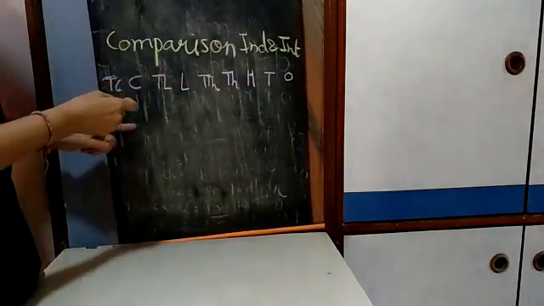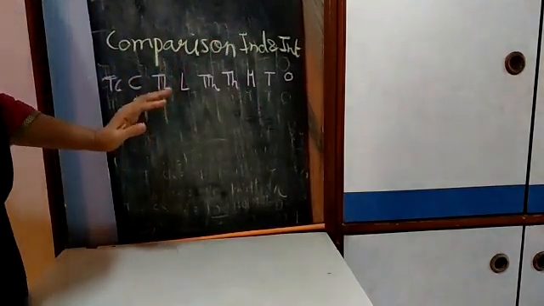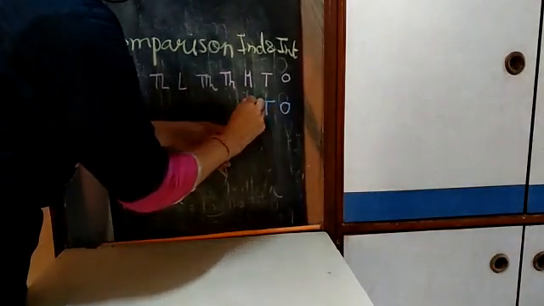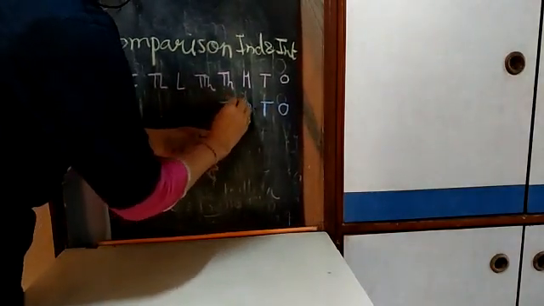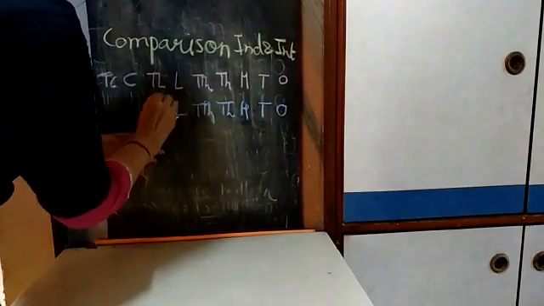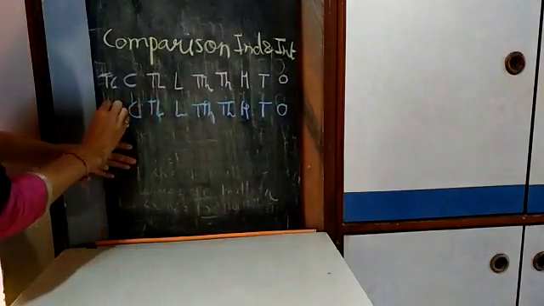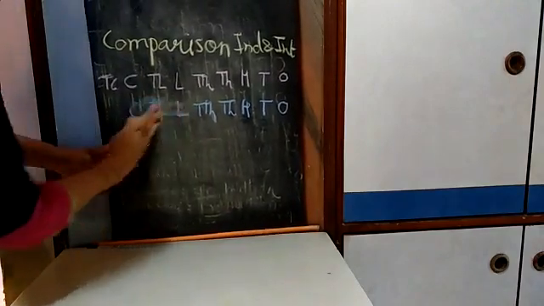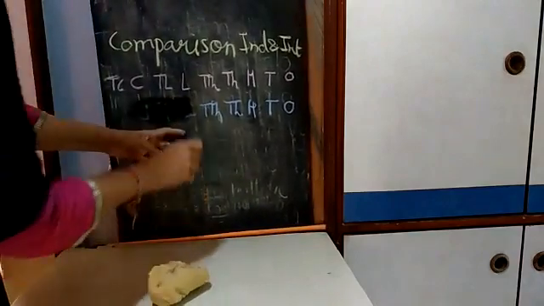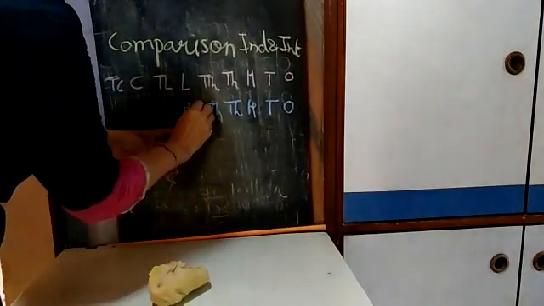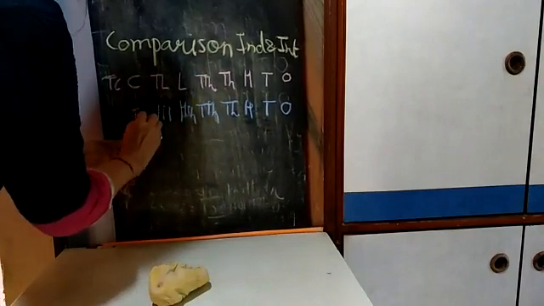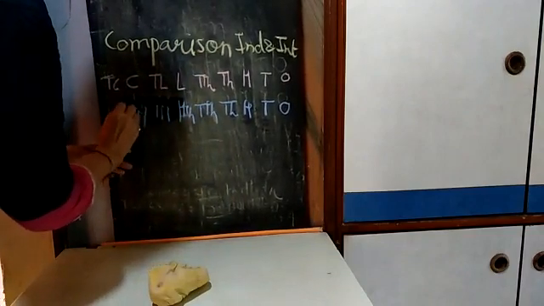Now, we will write the places of the international number system, that is ones, tens, hundred, thousand, 10,000, 100,000, 1 million, 10 million, 100 million. Sorry children.